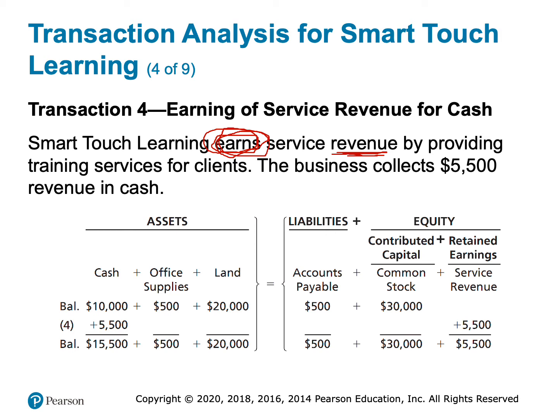I also collected $5,500 in cash, so I'm going to increase cash on the left side of the equation by $5,500 to show that I received cash for that. But the key is we only get to record the revenue when we have done the work. Even if they didn't pay us right now, we would still record the revenue because we had done the work.